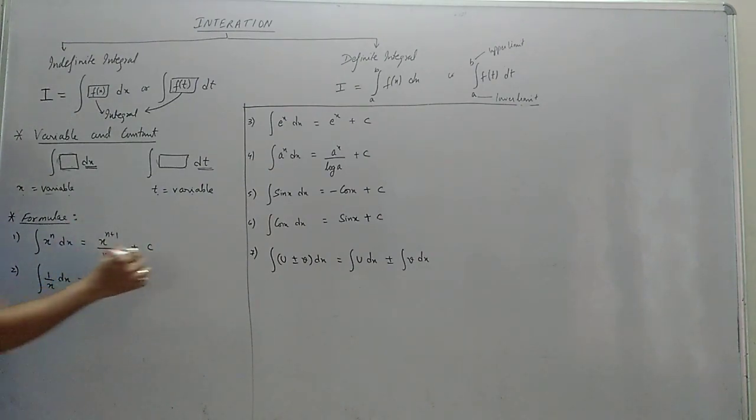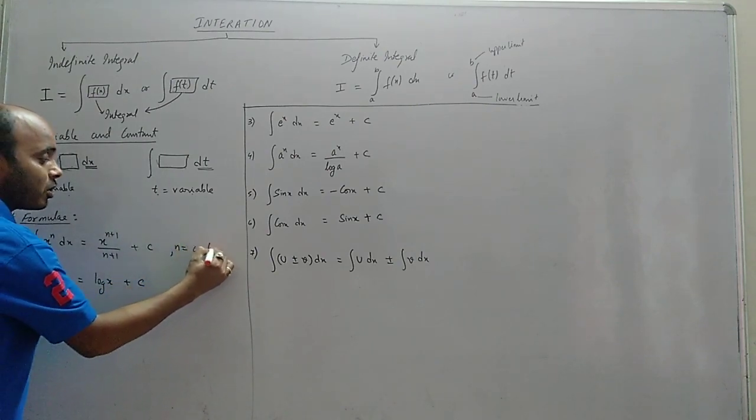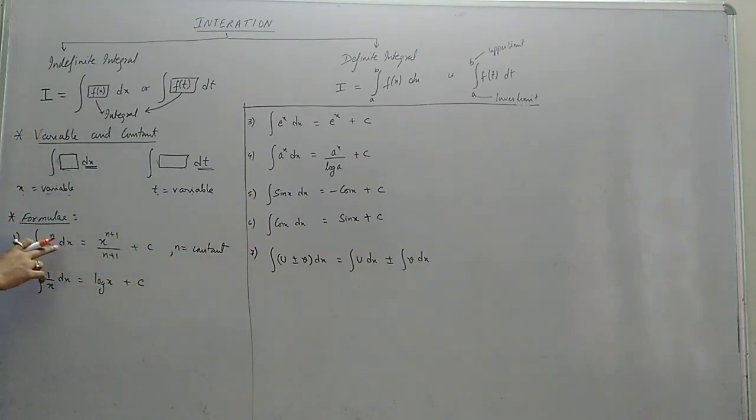Okay. Now, in this formula, what is that n? In the differentiation formula, n was a constant. Here also n is a constant. Here dx, that means x is a variable. Next, integration of 1 by x dx.